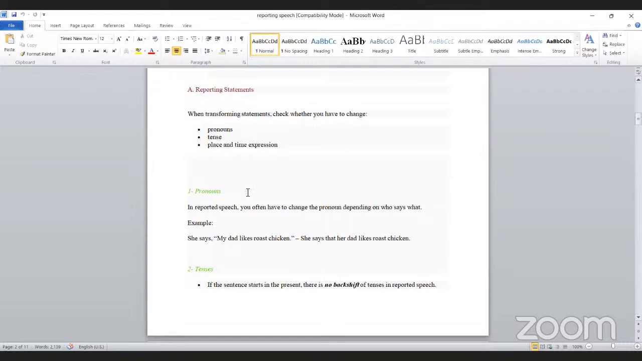We are changing it to another person, another case reported by another person. And when it comes to tense, if the sentence starts in the present, there's no back shift in reported speech. Present එක නම් අපි back shift එකක් ගන්න නැහැ.